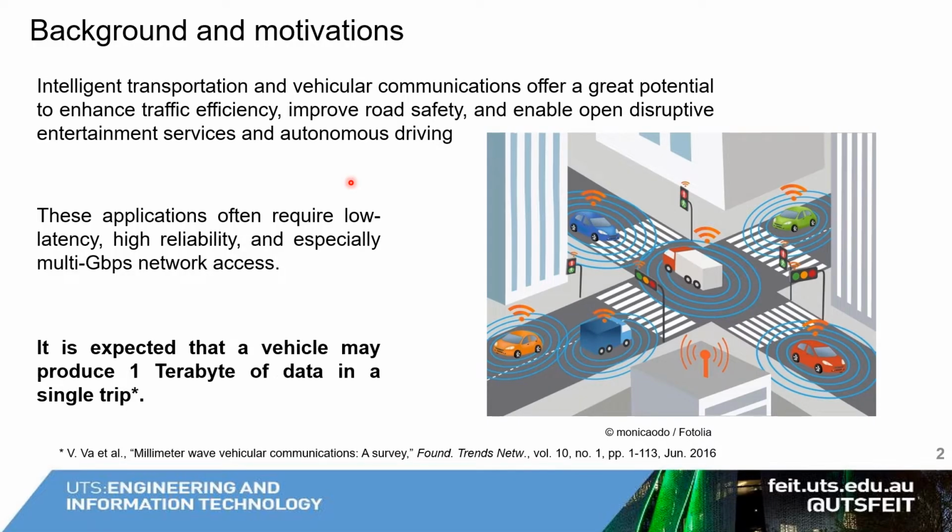As you know, intelligent transportation and vehicular communication offer a great potential to enhance traffic efficiency, improve road safety, and enable disruptive entertainment services as well as autonomous driving. However, the services often require low latency, high reliability, and extremely high data rate. It is expected that a vehicle may produce 1 terabyte of data in a single trip. Hence, conventional communication technology may not be feasible for future vehicular networks.